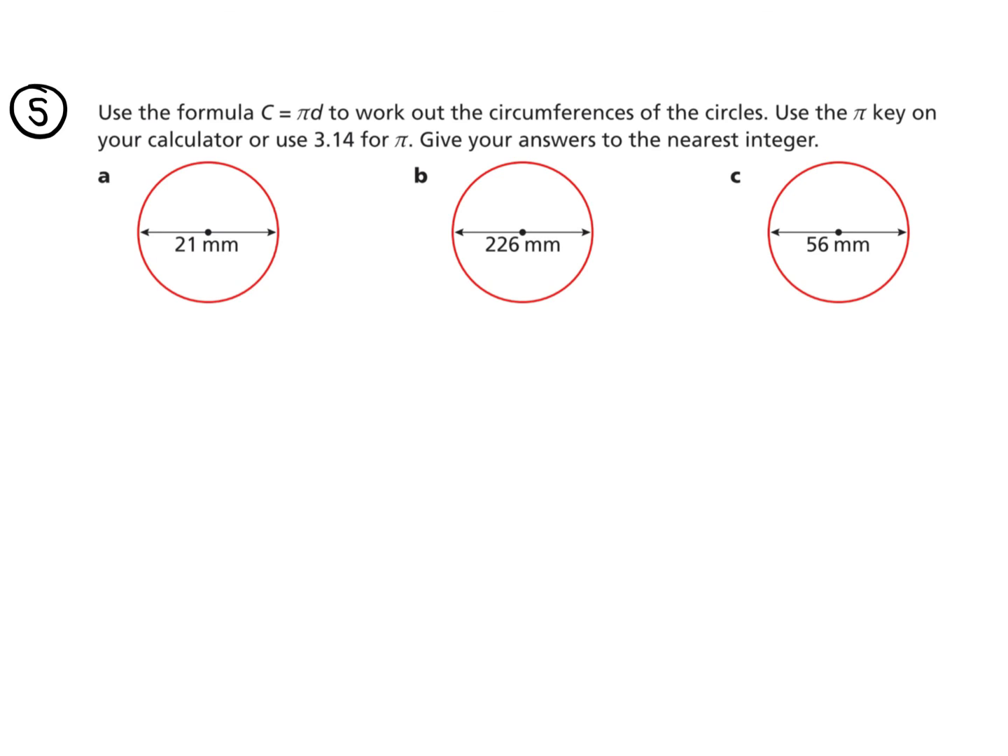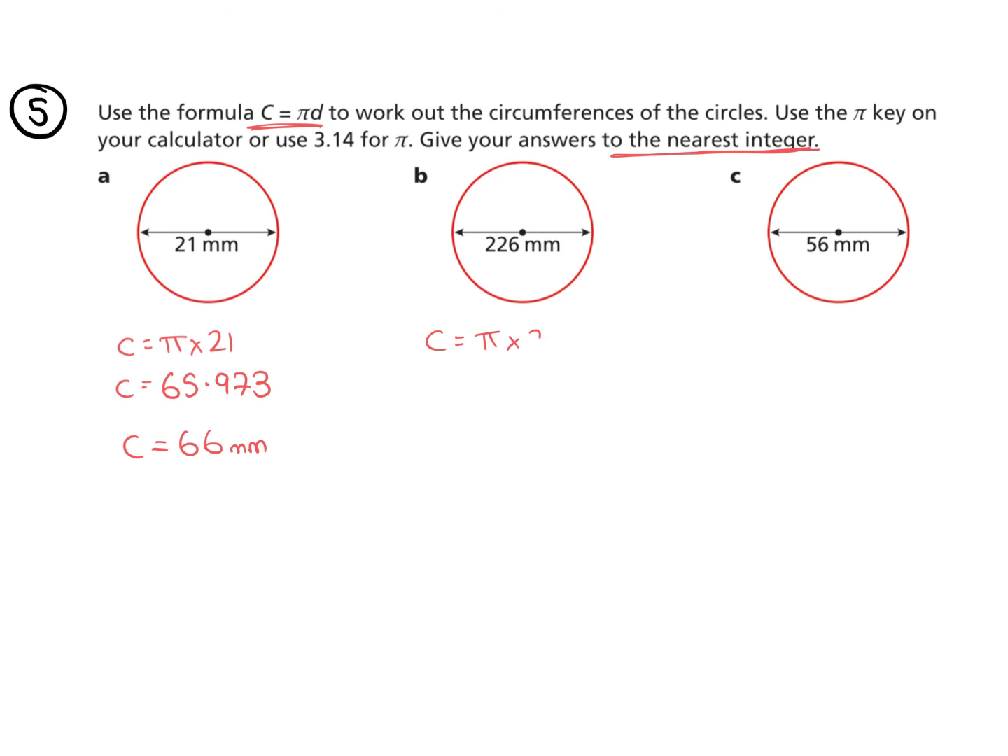And the last one here in the sheet's easy. You've got the formula C equals pi d. So for this one, the d is diameter across, so circumference will just be pi times 21. So on my calculator, I'm going to do pi times 21. And it says give your answer to the nearest integer. So my calculator is giving 65.973. So the nearest integer means the nearest whole number. So my answer here is going to be 66.